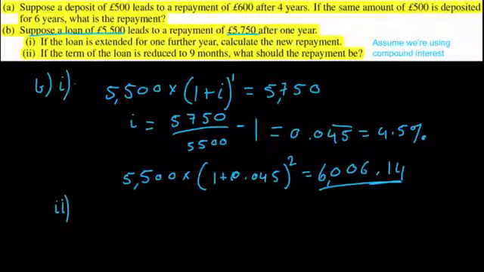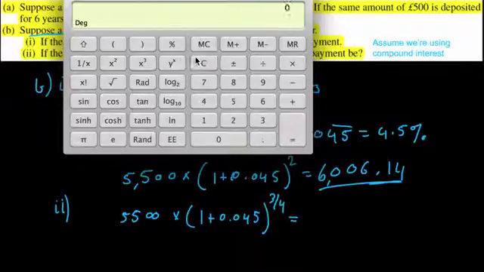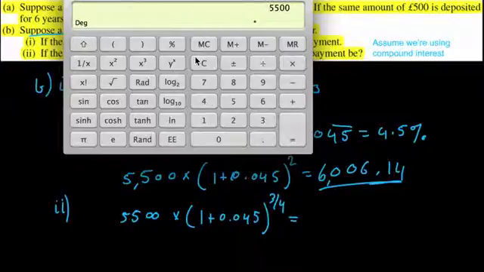And part II, if the term of the loan is reduced to 9 months. So instead of this being 1, we're just going to make it 3/4. What should the repayment be? Okay, so we start with our principal amount, 5,500, times 1 plus our interest rate of 0.045, which we already calculated. But instead of doing it to the power of any whole number, it's going to be a power of 3/4, or 0.75, and that's going to be, using the calculator again, 1.045 to the power of 0.75, which is 3/4, equals that, times 5500.